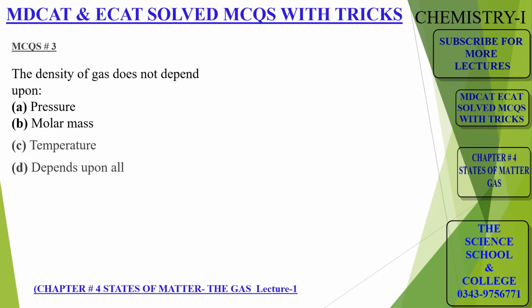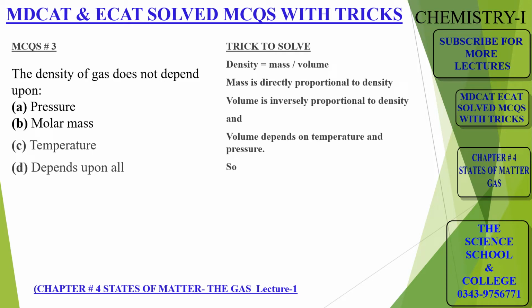MCQ number 3: the density of gas does not depend upon. Option A is pressure, option B is molecular mass, option C is temperature, and option D is depends upon all.